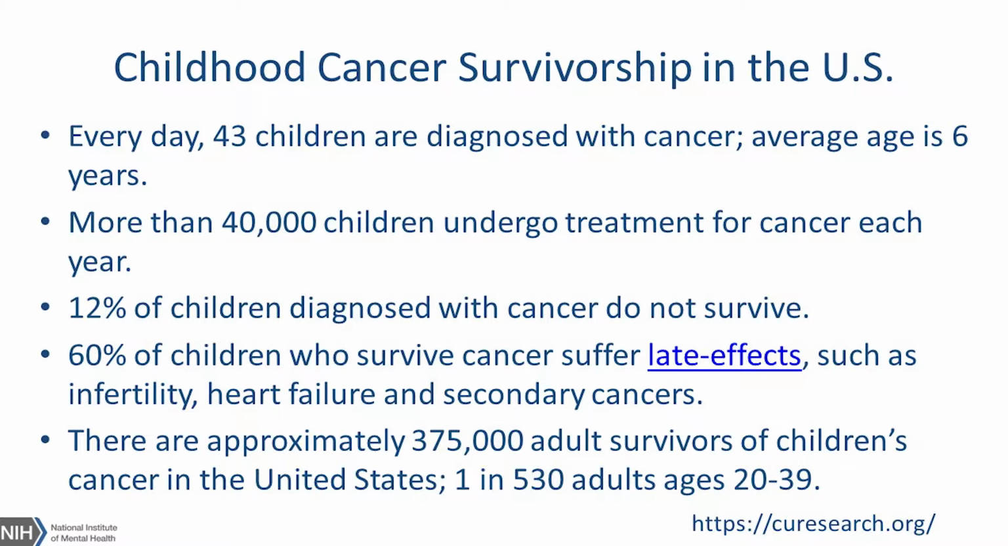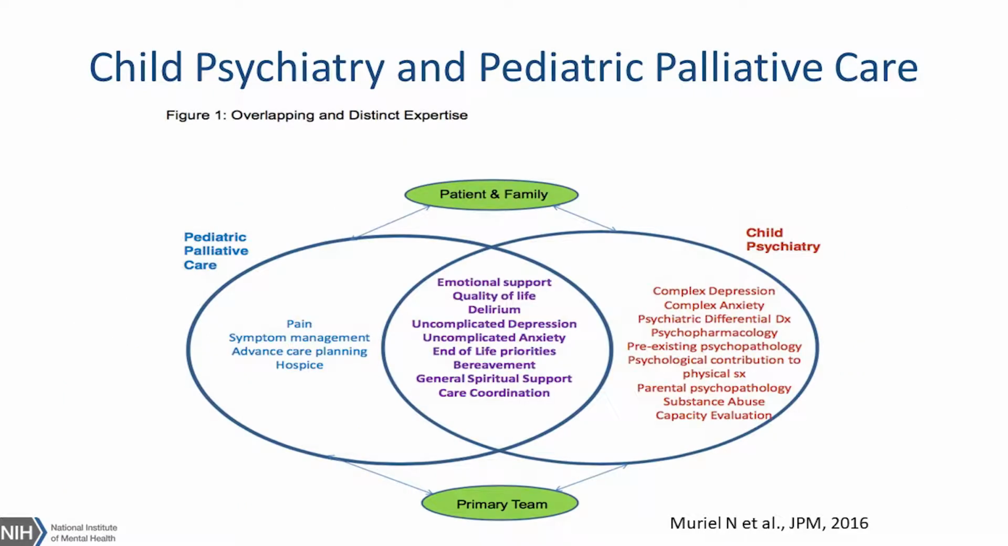So every day, 43 kids are diagnosed with cancer. The average age is 6 years. More than 40,000 kids undergo treatment for cancer every year. 12% of those kids will not survive. And of the 60% who are surviving these days, there are now late effects, they're getting infertility, heart failure, second cancers. And this is a growing population, as you know. Even in adults, there are 375,000 adult survivors of childhood cancer. That's not mentioning the millions of adults who are surviving now. So 1 in 530 adults between the ages of 20 and 39.